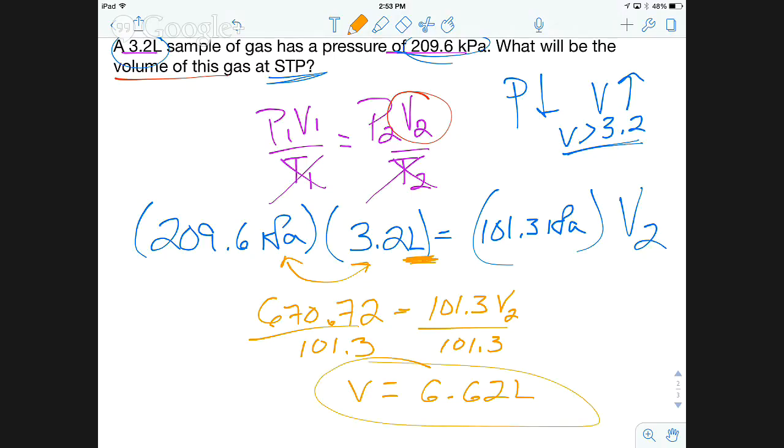Since my units of volume were liters to start with, they'll be liters at the end. Now let's check back up to our guess here. We said our volume has to be greater than 3.2. 6.62 is definitely greater than 3.2. So we're in pretty good shape there. Excellent. So that's our problem. Not too bad. Remember, no matter what, you can always start with the combined gas law and just drop anything that it doesn't mention or that it says stays the same.